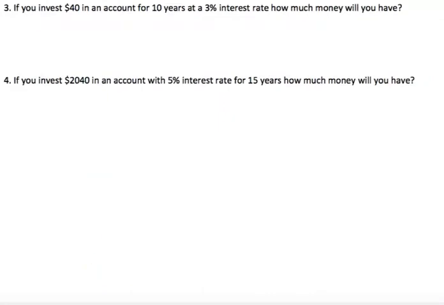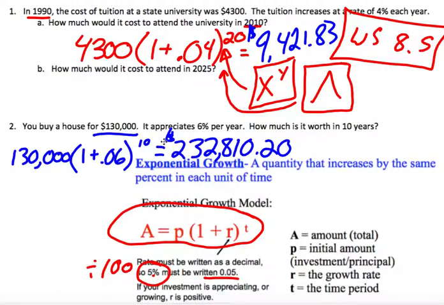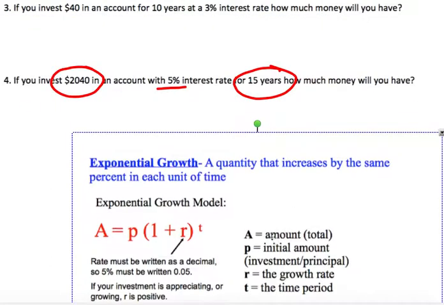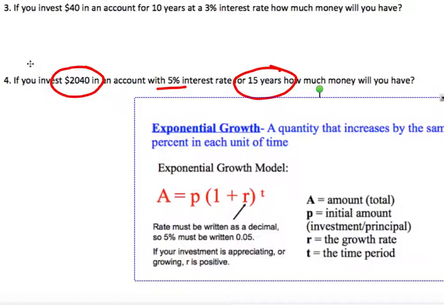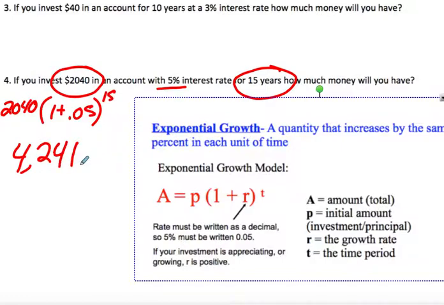Let's try number 4. You invest $2,040 in an account with 5% interest for 15 years. How much money will you have? Using that same formula right here. Think about what numbers go in where. 2040 will go right here, parentheses, 1 plus 0.05. Our percent goes there as a decimal and then raised to the power of 15. For this you should get about $4,241 and a penny.